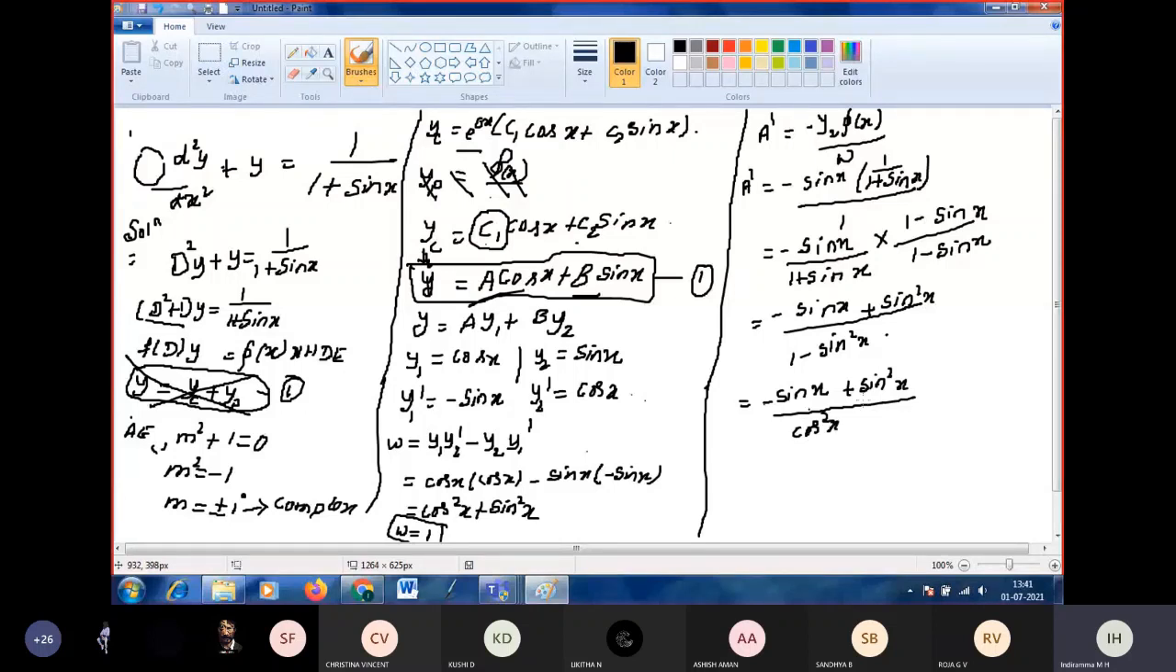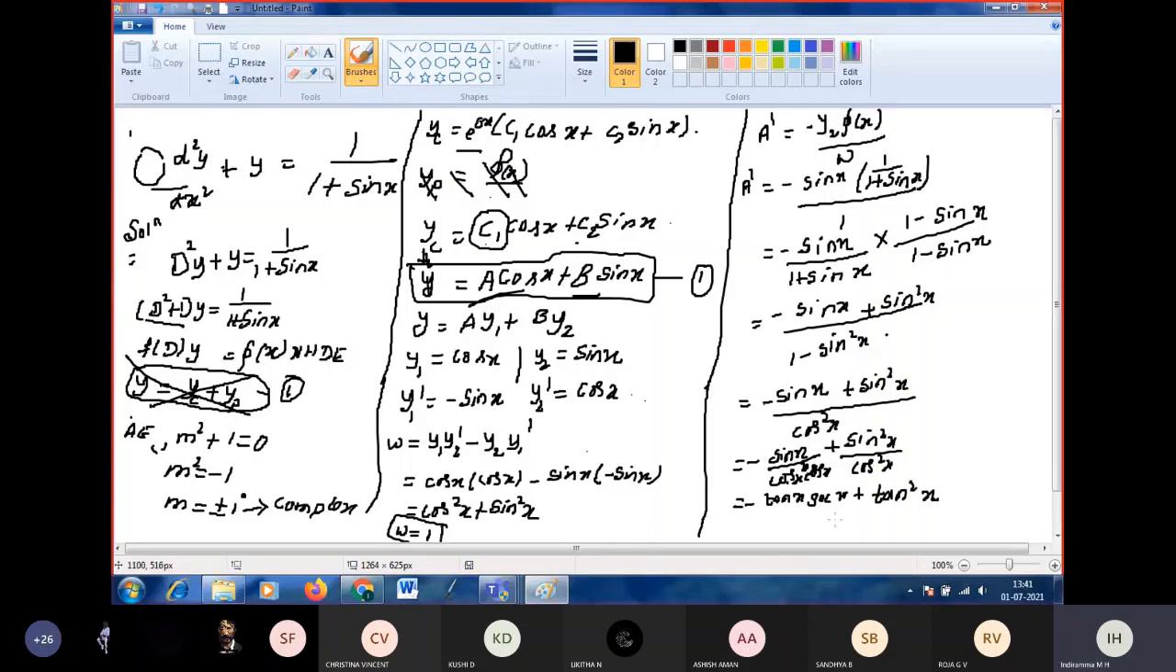Now we have to split the numerator to get minus sin x by cos square x plus sin square x by cos square x. Now we can write cos square x as cos x into cos x. Sin by cos is tan, so minus tan x into 1 over cos, which is secant x. Correct? What is sin square x by cos square x? Tan square x.